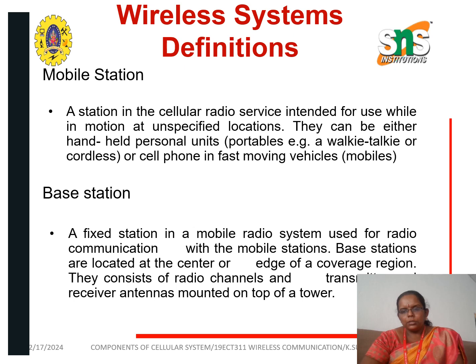The base station is located at the center or at the edge of each cell. Each cell inside a cellular network has a base station. This base station consists of transmitting and receiving antennas mounted on a tower. In each area you have a cell phone tower, right? That tower is nothing but your base station.